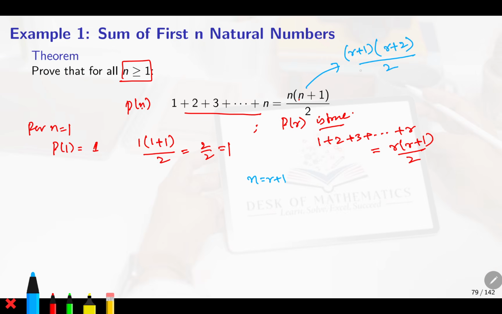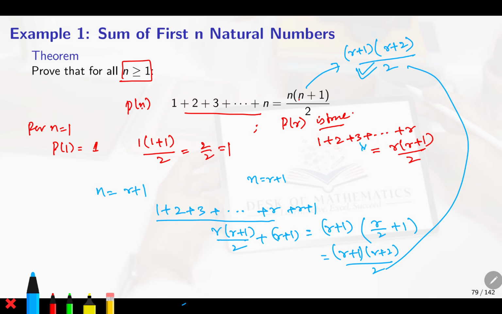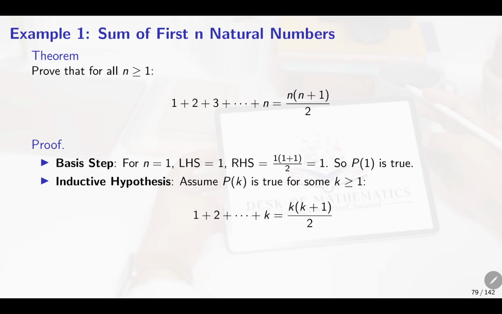Now we have to prove this result. So n is equal to r plus 1. What will be your LHS? 1 plus 2 plus 3 plus so on plus r plus 1. Up to here we already have the result r into r plus 1 divided by 2, and this term is r plus 1. Now take r plus 1 common, you will get r by 2 plus 1 times r plus 1. Cross multiplying, r plus 2 whole divided by 2, so you get the same result. So that means it is true for all the natural numbers. Okay, so this is the proof.